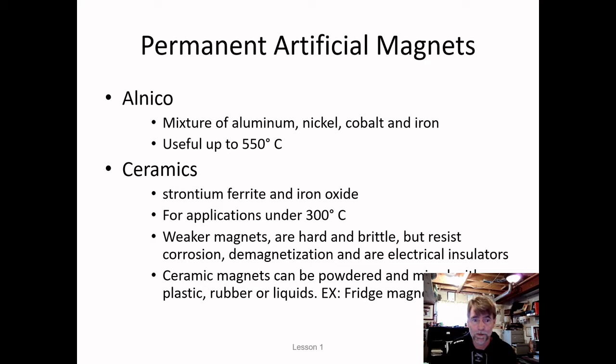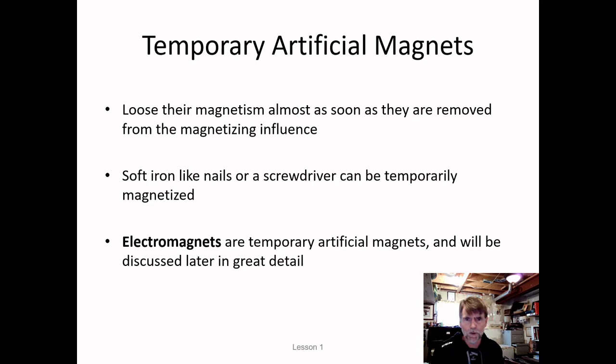Okay, ceramics, applications under 300 degrees. They are weaker magnets, hard, brittle, but resist corrosion. So again, depending on the applications, there's all kinds of reasons why things might be beneficial for one application as opposed to another. Notice it mentions there fridge magnets as an example of a ceramic, potentially. Moving on. See how quickly I'm going? We're getting to the good stuff.